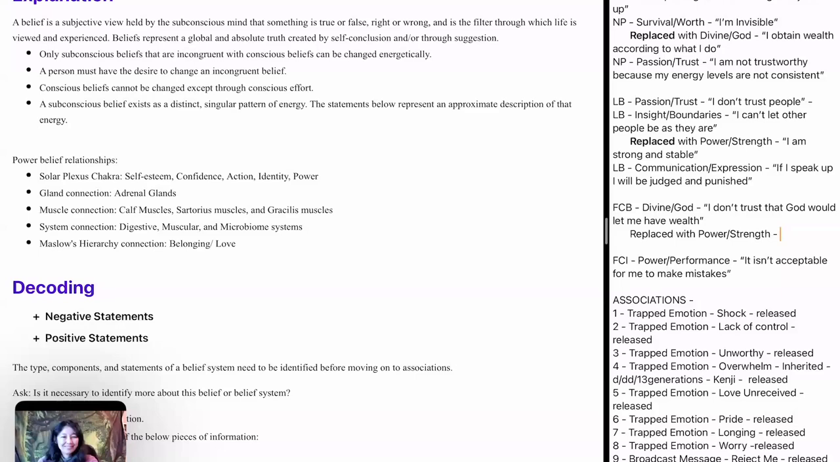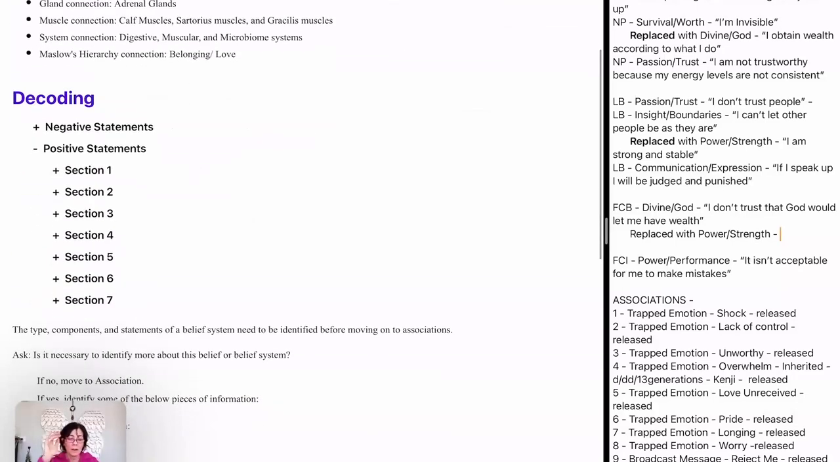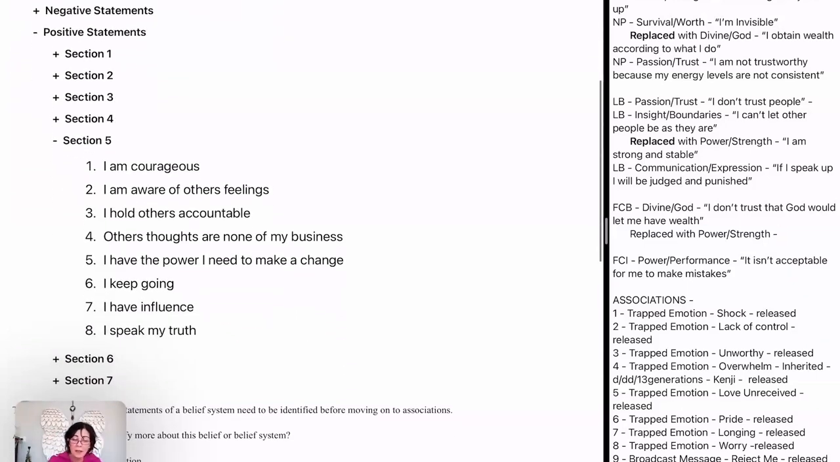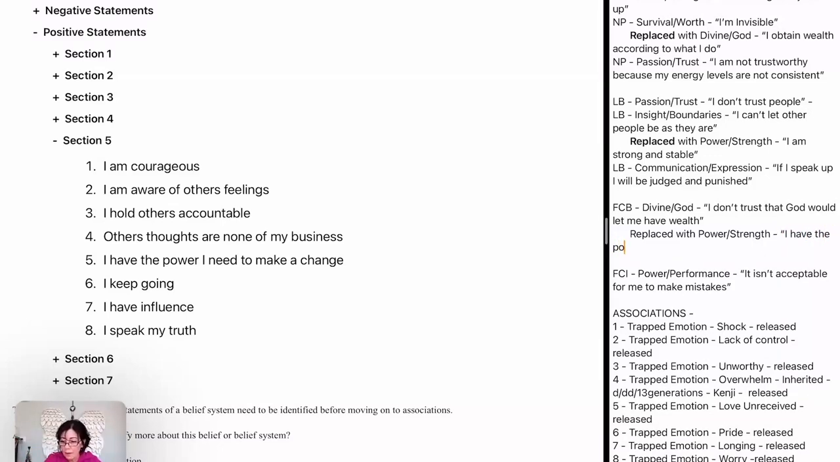Okay, so positive statements. Will we find it on the charts here? Is this best to do it that way? Is it section 5, 6, and 7? No, 5. And it's only 8 of those. Well, is it number 1, 2, 3, 4, 5, 6, 7, 8, 5. I have the power I need to make a change. Okay. Well, this is the correct statement we should have here.